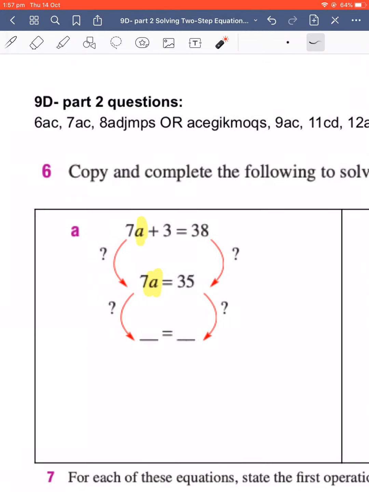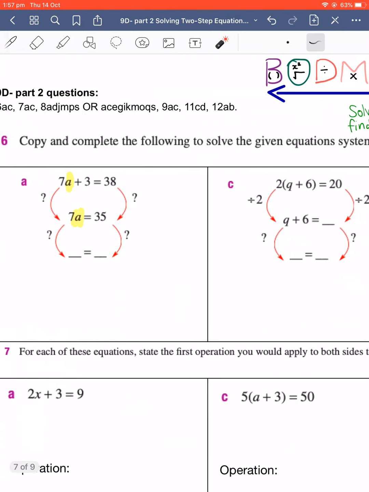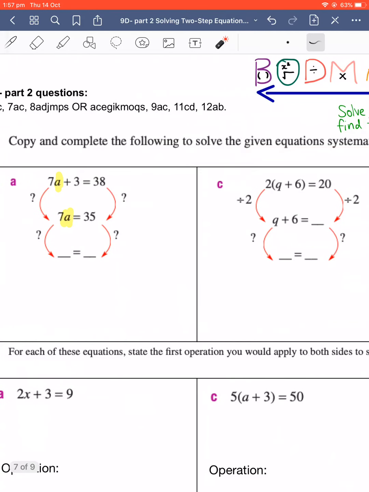So just keep in mind for this particular one, question 8 will be done in a separate video. A link will be provided as well for that one. So first one, copy and complete the following to solve the given equations systematically.